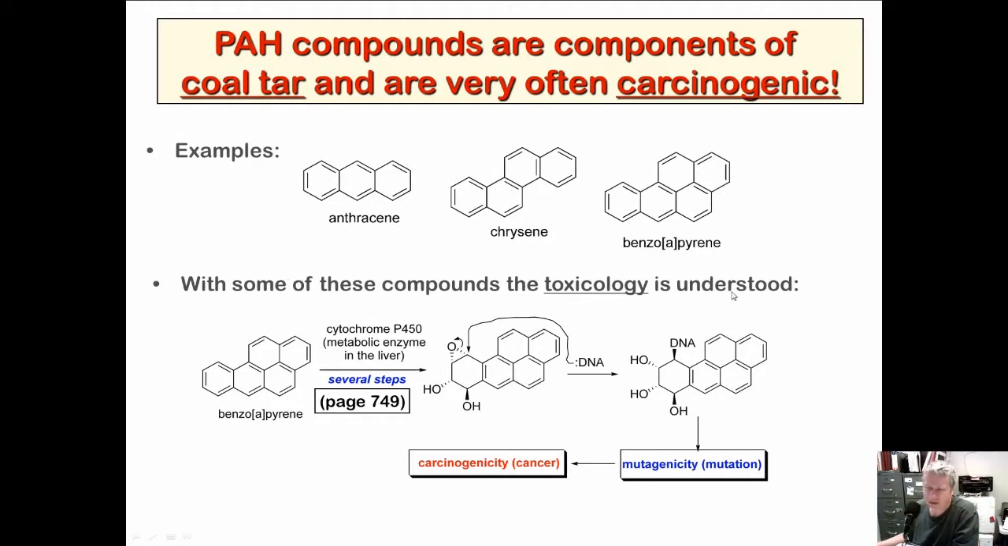So the toxicology is understood. Toxicology is the study of how toxic molecules are toxic, right? Anyway, basically, the way it works, it's not like this is directly carcinogenic, but your body, your liver, metabolizes it. There's an enzyme system called cytochrome P450 in your liver that's an oxidizing enzyme system. And so it oxidizes a couple of the carbon atoms on benzopyrene, so you get a dihydroxy group, and you get an epoxide. And we know epoxides are electrophilic.